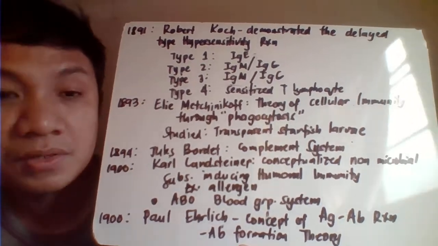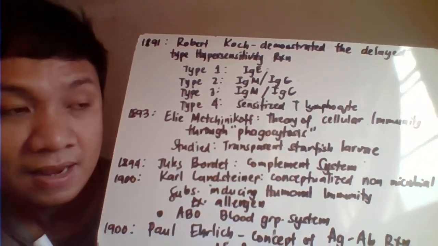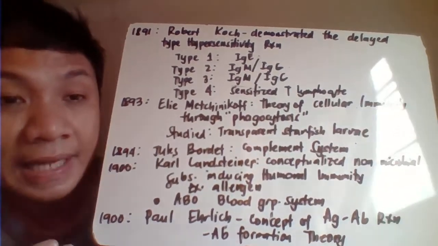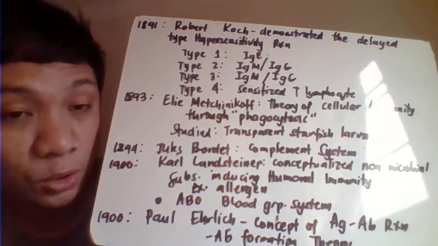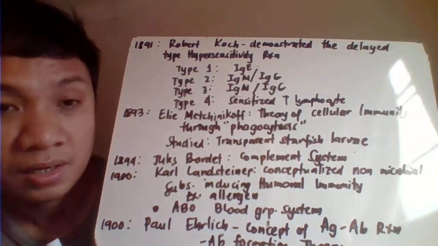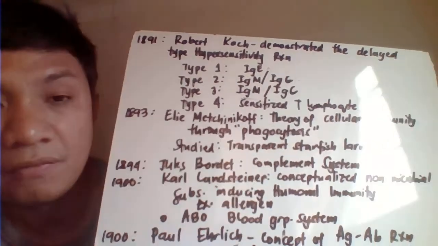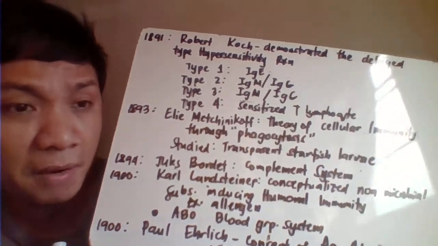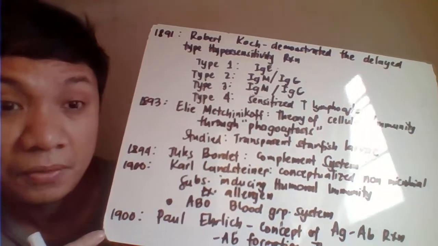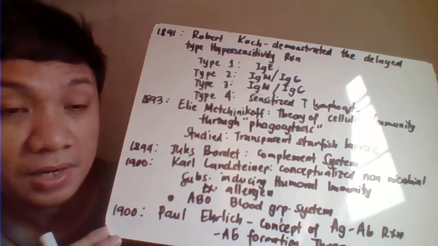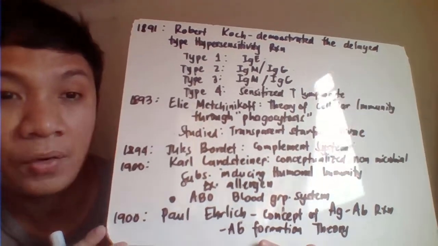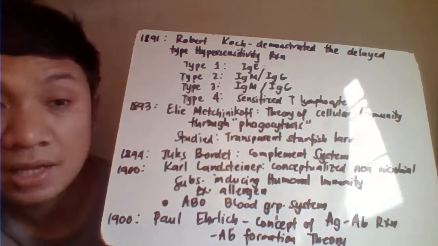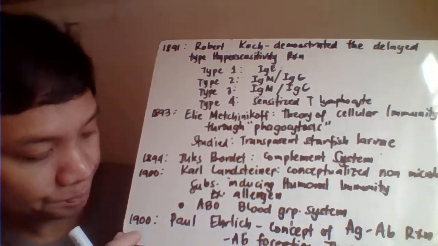And once you're exposed to that, your body can develop an antibody. But Landsteiner proposed that there are also non-microbial substances that can induce antibody production. So, example for that, you have your allergens. So, allergens, hindi naman siya microbial. So, it might be coming from the food, di ba? Okay, so it's non-microbial na organisms or substances that can also induce antibody production.